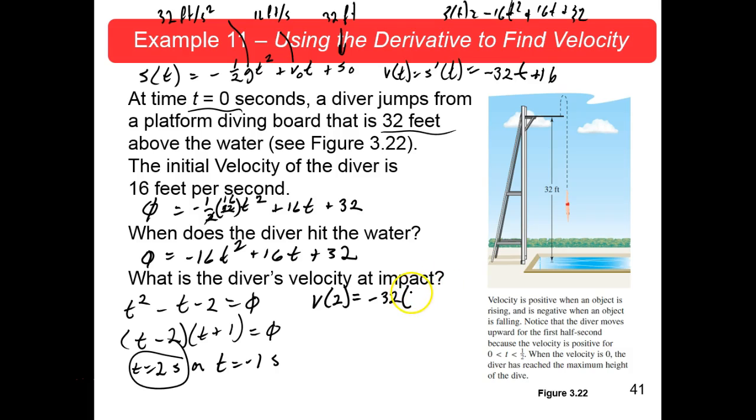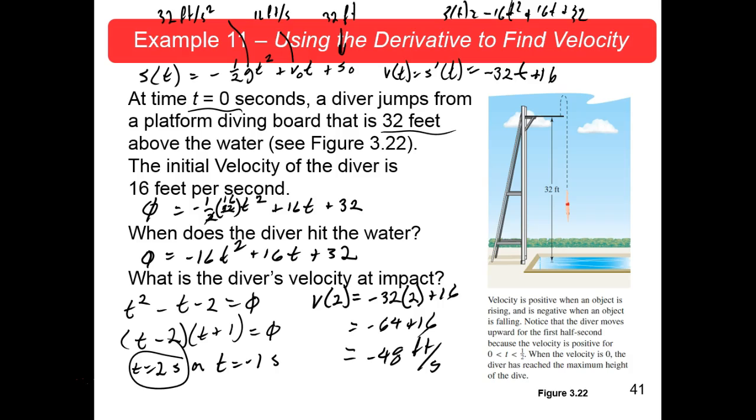Times 2. T is 2. Plus 16. That would be, oh, you mean total? Yeah. 64 plus 16 is equal to negative 48. And that would be feet per second. I didn't keep up with the units, but that's what it would be.